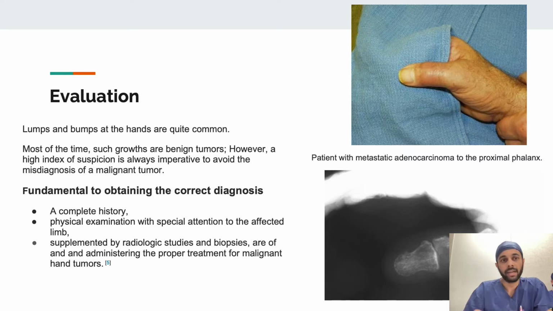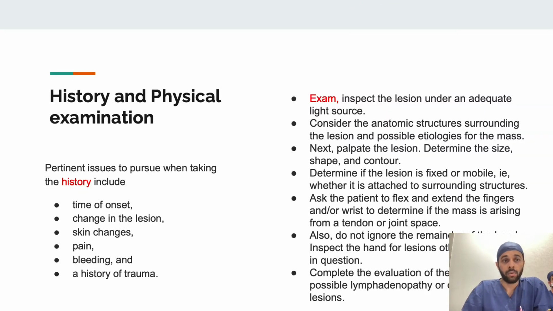The basic fundamental part in this is a history, a very good complete history. The second important part is the physical examination with special attention to the affected limb, and then it is supplemented by laboratory tests, radiology, and biopsies, and this helps us in determining the proper treatment for malignant hand tumors. So I'll just run through the basics. First we start with history. What would you ask when you have such lumps and bumps?